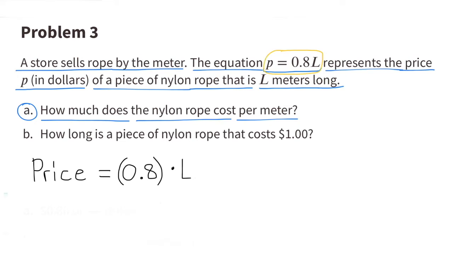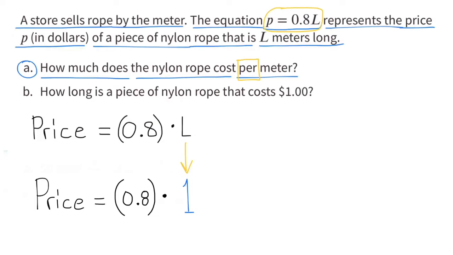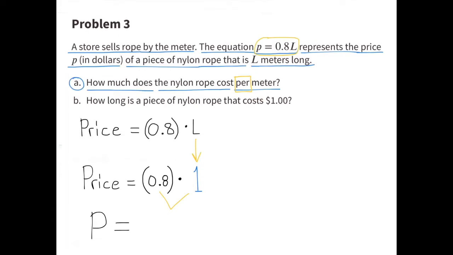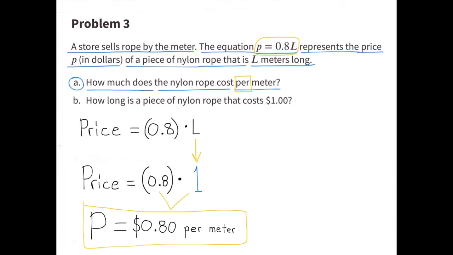The key piece of information is the price equals 8/10 times the length. When the length is 1 meter, then the price is 8/10 times 1. And 8/10 times 1 is 8/10. So the price for the rope is 80 cents per meter.